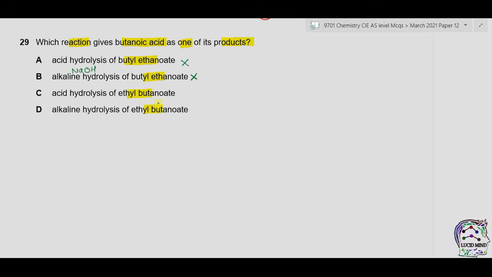Now second ester is ethyl butanoate. Butanoate means we have 4 carbon atoms present with carbonyl and 2 carbon with alcohol. Rest are the hydrogen atoms. Again, upon acid hydrolysis, this part will become carboxylic acid and this part will become alcohol. So the structure would be like this. We have CH3, CH2, CH2, COOH. This is 4 carbon carboxylic acid, so therefore this is butanoic acid.